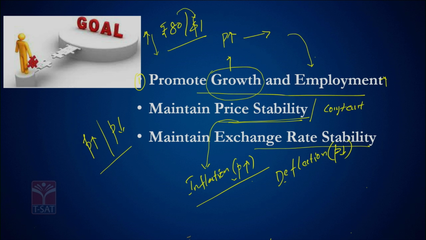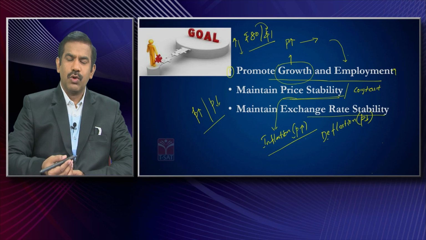Exchange rate simply means the value of a currency expressed in terms of another currency. How many rupees do we need to forego to buy a dollar? That's the exchange rate of rupee versus dollar. How many rupees do we need to forego to buy a euro? That's the exchange rate of rupee versus euro. How many rupees do we need to forego to buy a pound, isn't it? So that's the exchange rate of rupee versus a pound.